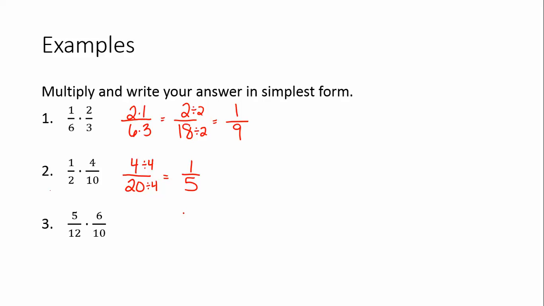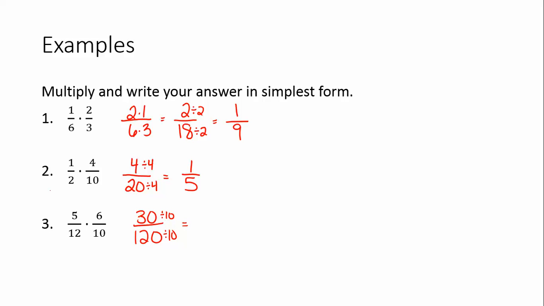Example 3, we have 5/12 times 6/10. So again, across the top, 5 times 6 is 30, and 12 times 10 is 120. Now, you may not know where to start here, but it turns out that 30 does go into 120. If you think about it, 12 is divisible by 3, so that means that 120 is divisible by 30. But you might start with an easier number like 10.